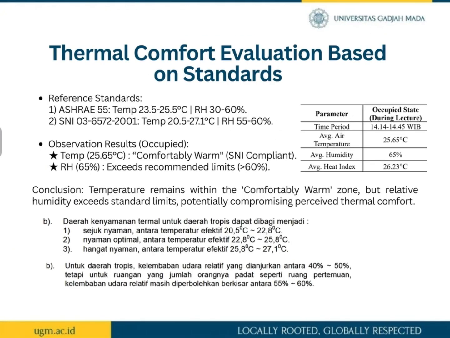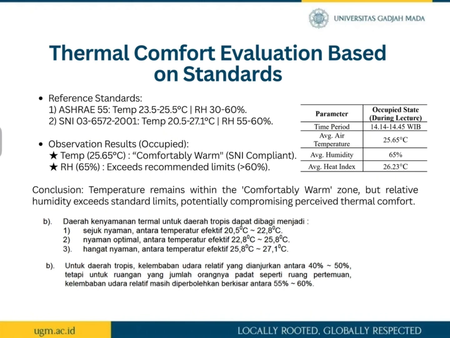In this slide, the measured thermal conditions are compared with commonly used thermal comfort standards, namely ASHRAE Standard 55 and SNI. According to ASHRAE Standard 55, the recommended air temperature range in cooling mode is between 23.5 and 25.5 degrees Celsius, with a recommended relative humidity range of 30 to 60%. Meanwhile, referring to SNI, which is more applicable to tropical climate conditions such as Indonesia, the thermal comfort zone lies within a wider air temperature range of 20.5 to 27.1 degrees Celsius and a relative humidity range of 55 to 60%.